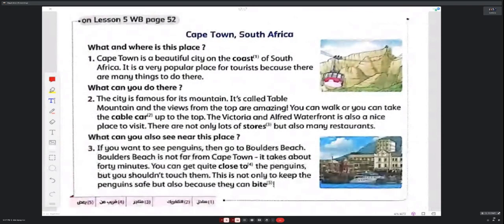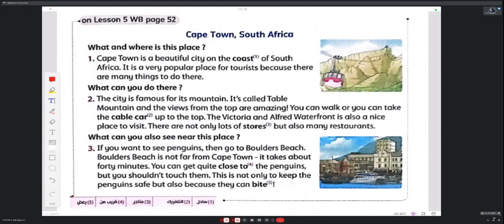Cape Town, South Africa, Lamar. Cape Town is a beautiful city on the coast of South Africa. It is a very popular place for tourists because there are many things to do there.